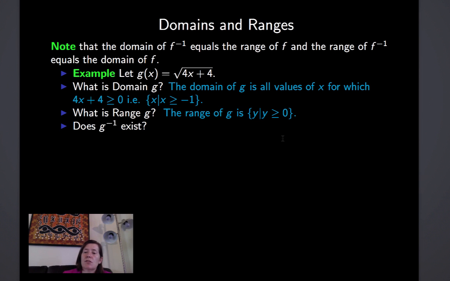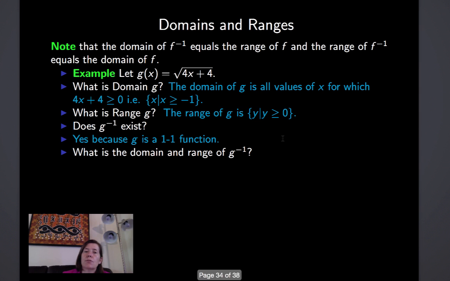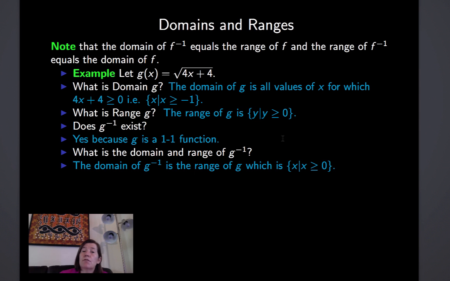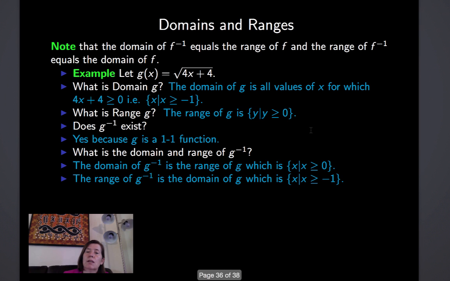Does g inverse exist? Well, yes, because we've already established that this is a one-to-one function, and every one-to-one function has an inverse. What's the domain and range of g inverse? Well, the domain of g inverse is the range of g, so that's going to be the set of all x so that x is greater than or equal to 0. And the range of g inverse is the domain of g, so that's going to be all x so that x is greater than or equal to negative 1.